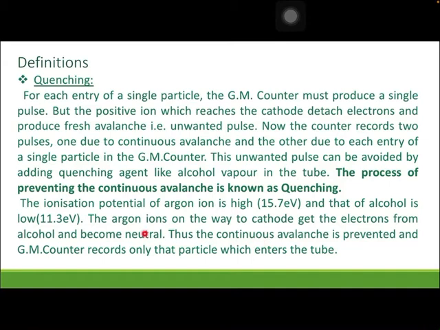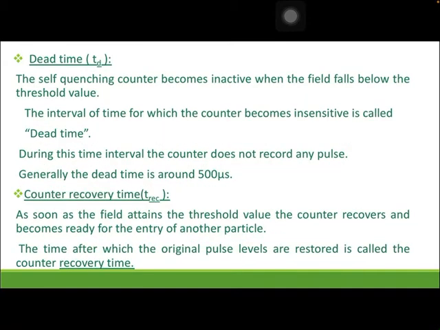Okay, and that is done by the ethyl alcohol vapor. So that is one definition. The second definition that we come across is called the dead time, TD. The self-quenching counter becomes inactive when the field falls below the threshold value that we have seen in the graph. If it is below 1000 volt, it is inactive. The interval of time for which the counter becomes insensitive is called the dead time.